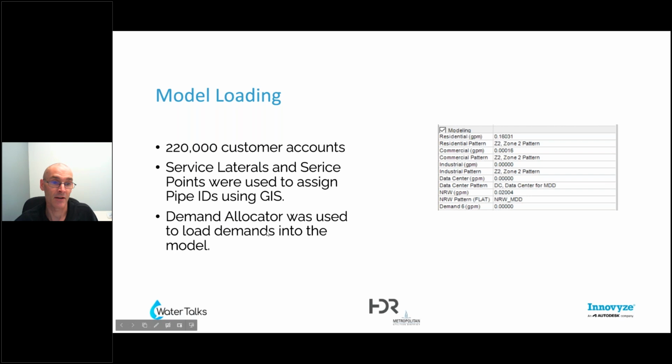So then we use the demand allocator to load this at the end, and this took quite a bit of time with that many customer accounts. So that was a push the button and wait, either do it overnight or go get a cup of coffee and wait for that to chug through. What I'm showing here on the right is the way we ended up parsing their demands out: residential, commercial, industrial. They have some data centers. We had a place for non-revenue water, and then individual patterns for each of those. The residentials and the commercials and obviously the data centers all have different demand patterns.